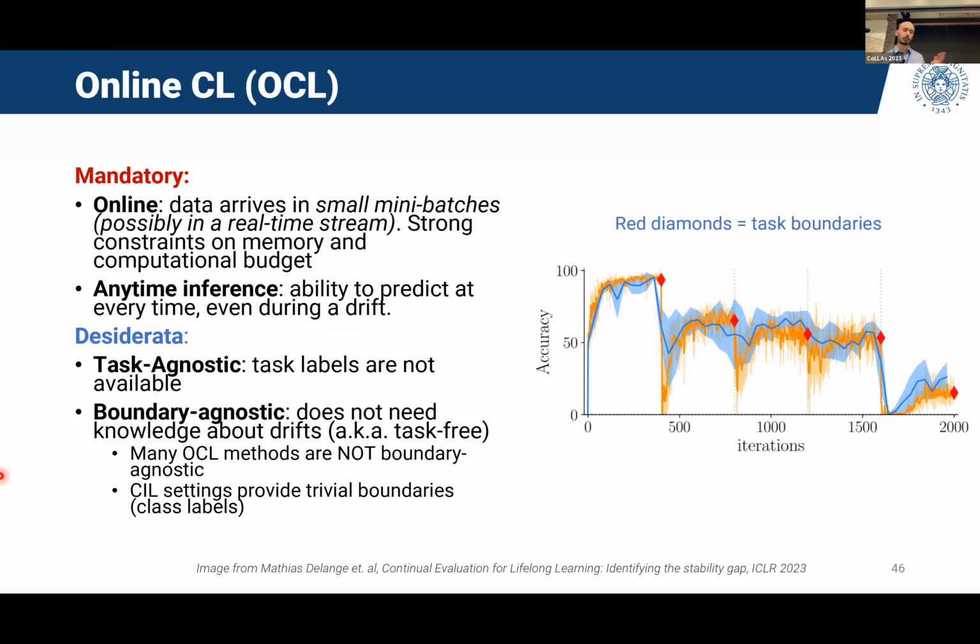We have two properties that define online continual learning, and two properties that we would really like online continual learning methods to have, but they are not mandatory. So first, it's online, so data arrives in small mini batches. Usually, when people say online, they mean one sample at a time, but we have deep learning methods, so we imagine that we wait until we have enough samples, and then we send a mini batch. Possibly, they come from a real stream, so you have a real-time constraint, like you cannot stop the stream until the model is trained on the new data.